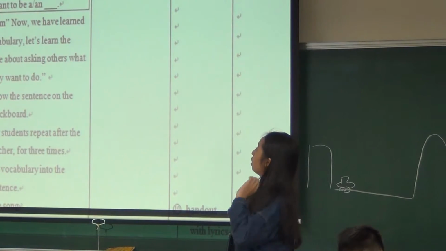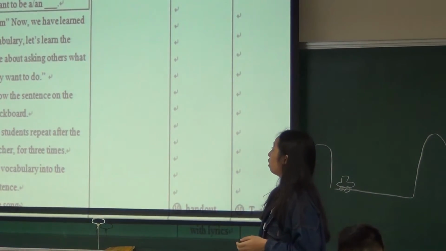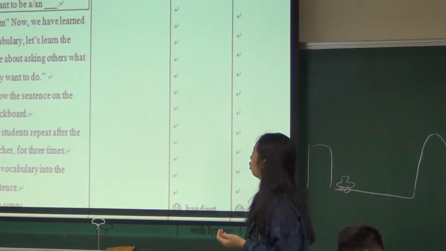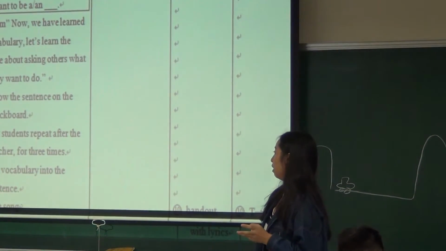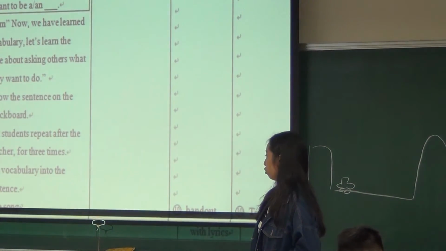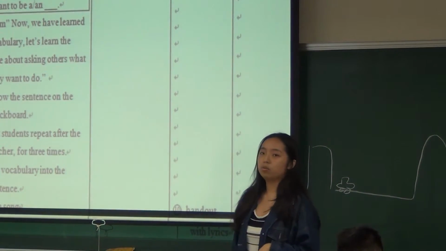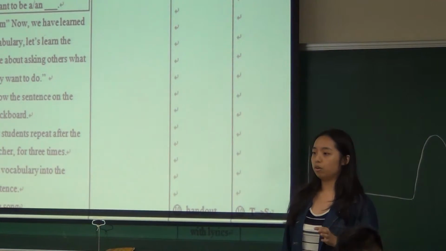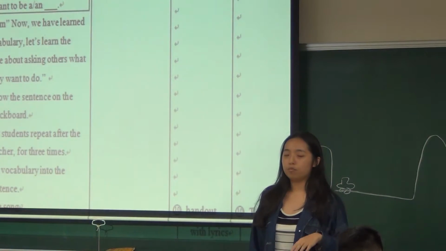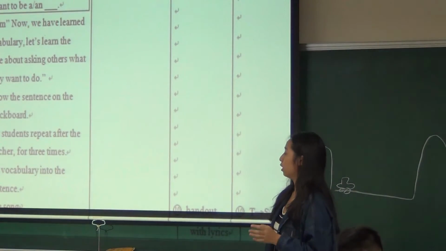Later we will teach students the target sentence: What do you want to be in the future? And students can answer, I want to be a teacher. We show the sentence on the blackboard and the students repeat after the teacher three times, and put the vocabulary into the sentence. And in the end we will sing a song together to review all the vocabulary. And for our stage end of the presentation stage is in order to get close to the students.